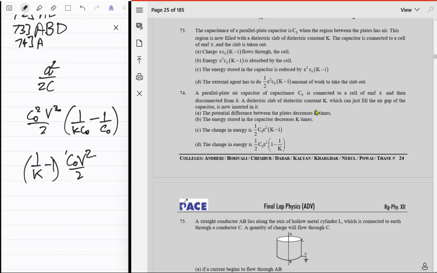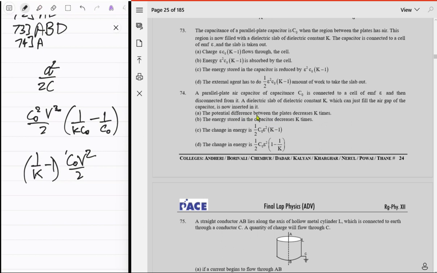Wait, k is what? Is this bigger than 1 or less than 1? I think k is probably less. It's like bigger than 1. In that case, this thing is actually negative. Then yes, the change in energy is this thing. So the energy stored in the capacitor decreases k times. Maybe you can say it like that. k is bigger than 1, so B is correct.